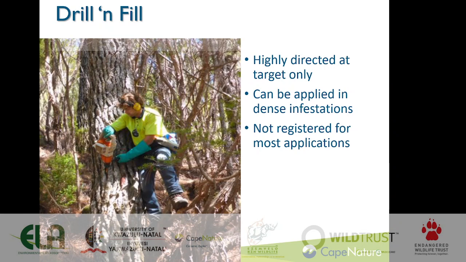Another promising technique developed in New Zealand is drill and fill, in which holes are drilled into the cambium of a tree at an angle, and herbicide is squirted into these holes. This is another highly directed method that should only affect the target tree. It can also be applied in dense infestations where chainsaws may be impractical or dangerous to operate.